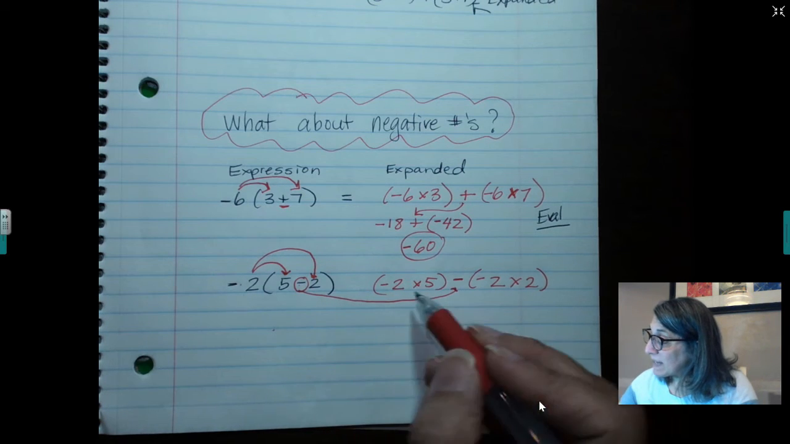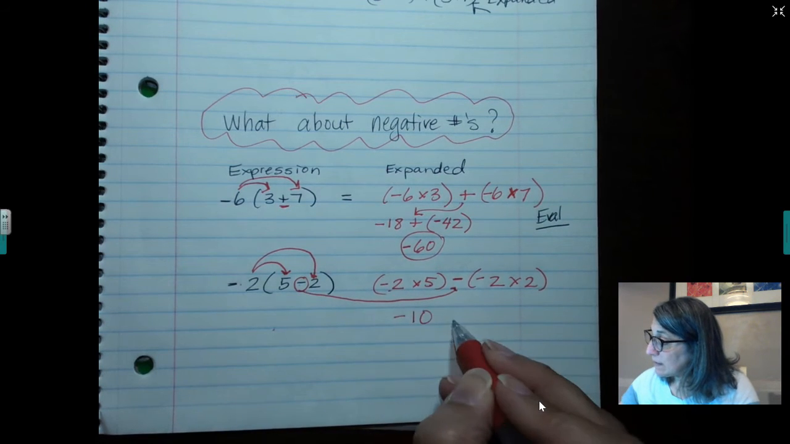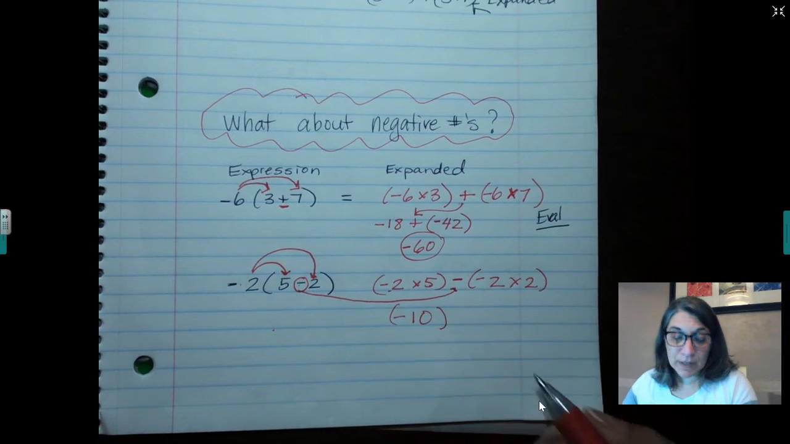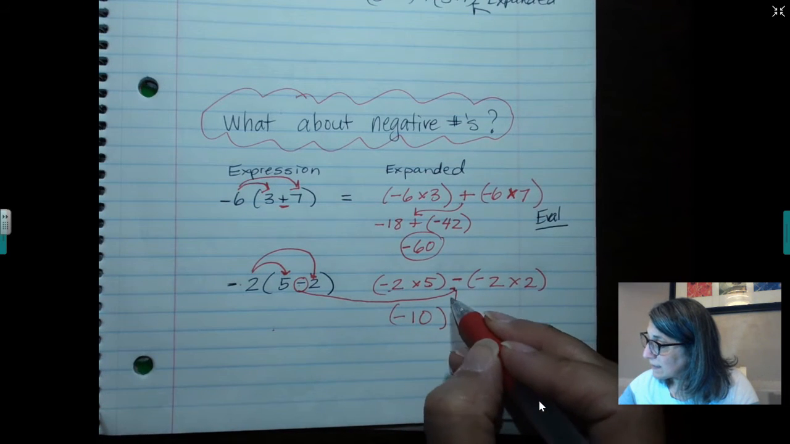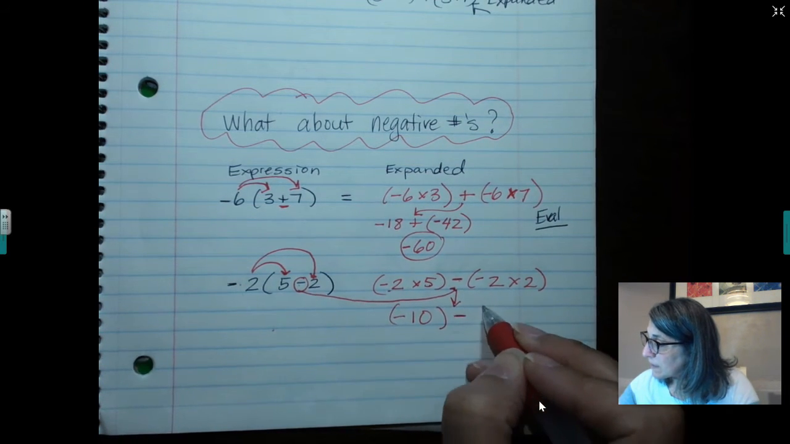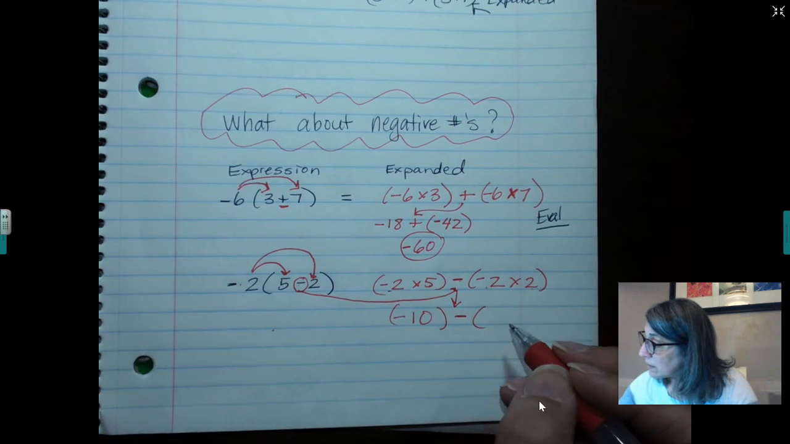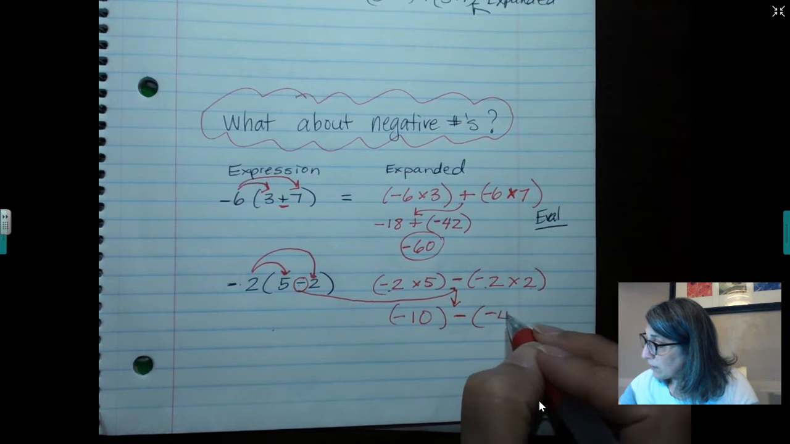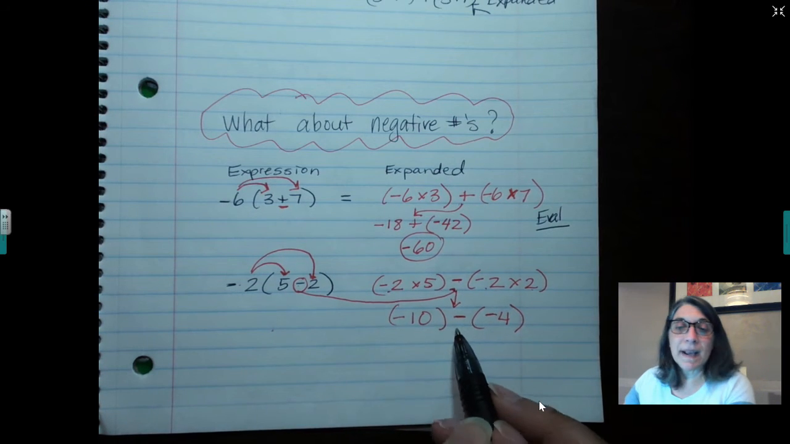Okay, so then my next thing would be negative 2 times 5 is negative 10. I'm going to go ahead and put these in parentheses just because there's a bunch of negatives and I want to keep things together. Minus, that's coming down here. Then in parentheses, negative 2 times a positive 2 gives me a negative 4. You can see why I wanted to keep it in parentheses because I knew that I was going to have minus and negative.